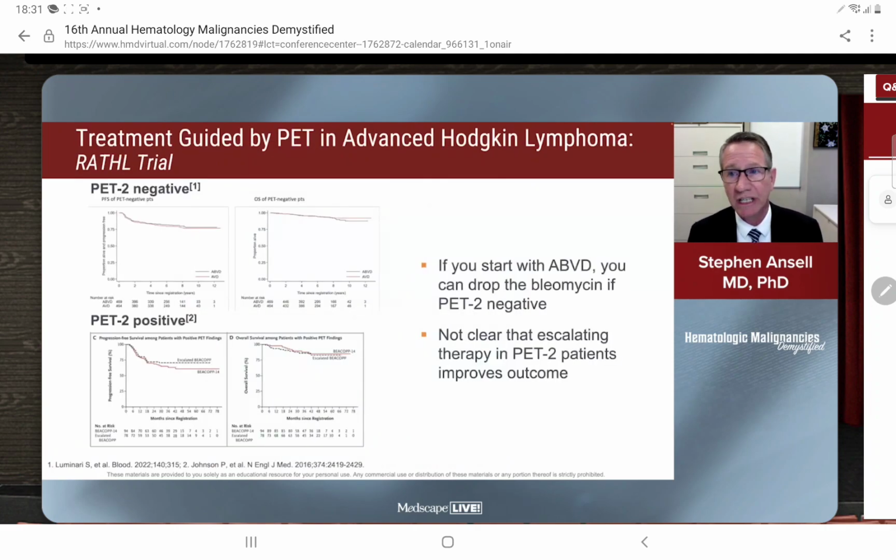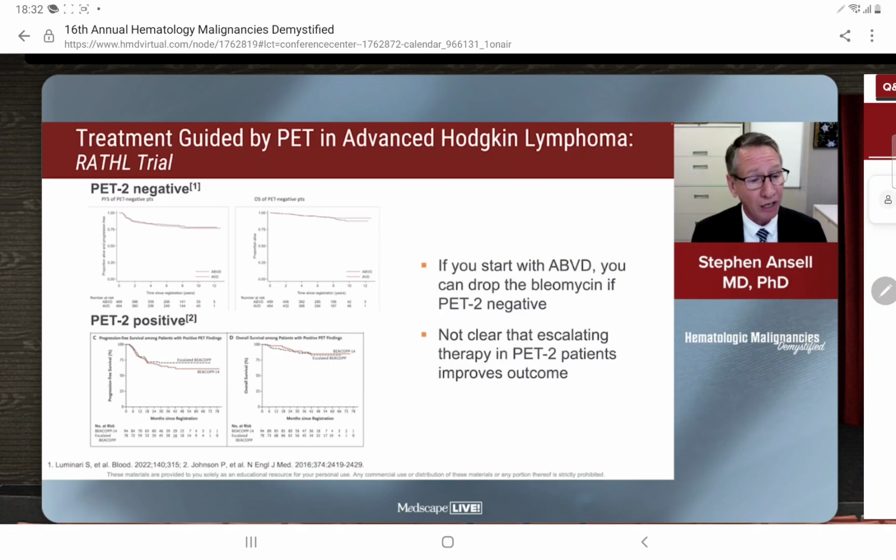Now we're going to change gears and talk about advanced stage. I think we need to just refer back to the RATHL trial. And this was, again, a strategy looking at, can we limit toxicities while maintaining benefit? In this study, patients were treated with 2 cycles of standard ABVD chemotherapy. For those patients who were PET negative, the bleomycin, which has always been a very toxic drug with significant pulmonary complications, was omitted in one arm or maintained in the second arm, and 6 cycles of treatment were completed.